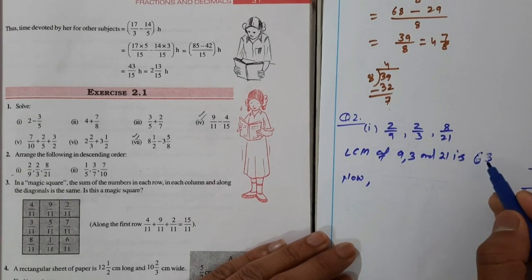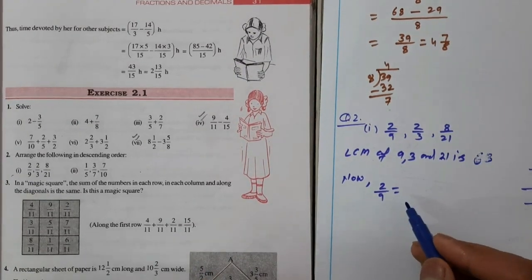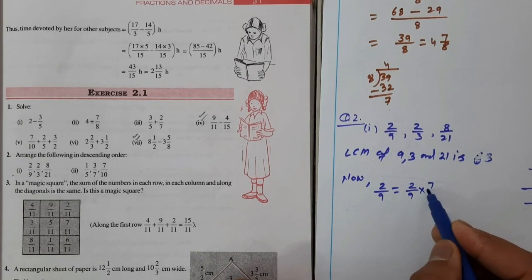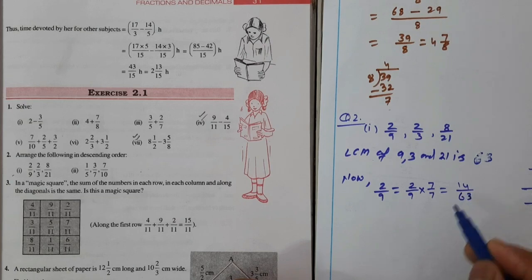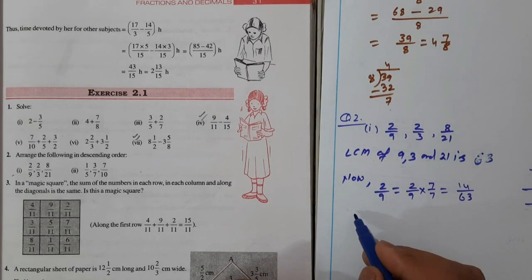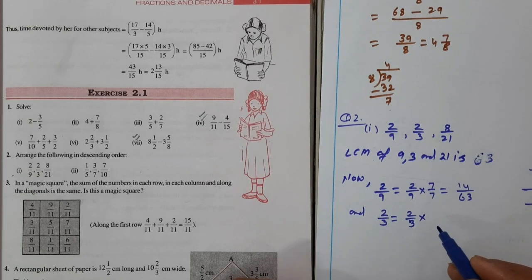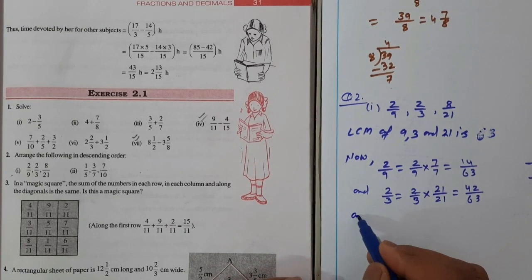Now we have to make every denominator 63. To make 9 into 63, we multiply by 7. So 2/9 into 7/7, 2 into 7 is 14 and 9 into 7 is 63. And 2/3 equal to 2/3 into 21/21, 2 into 21 is 42 and 3 into 21 is 63.